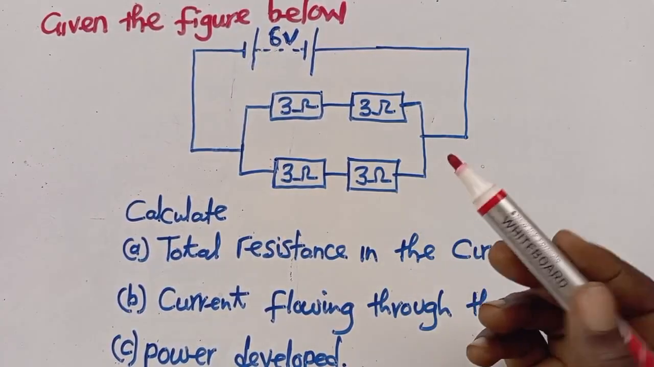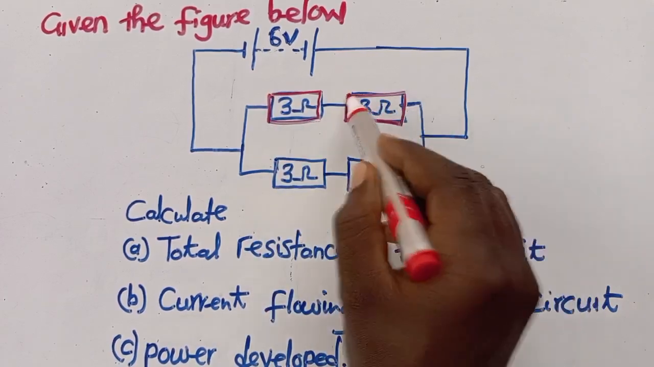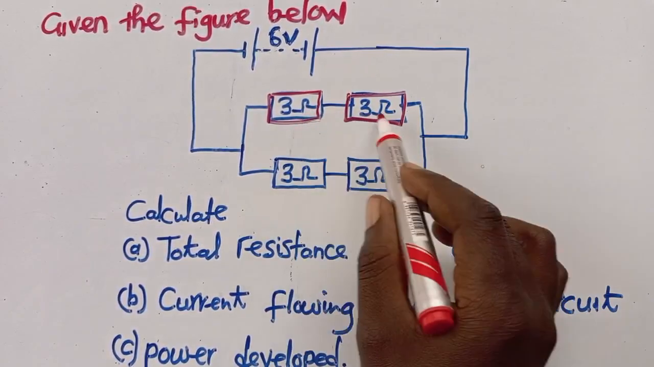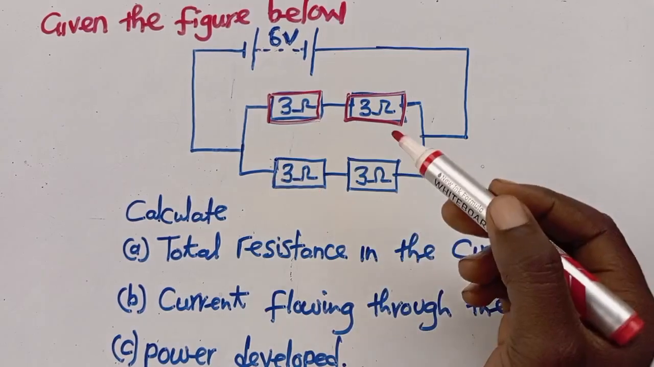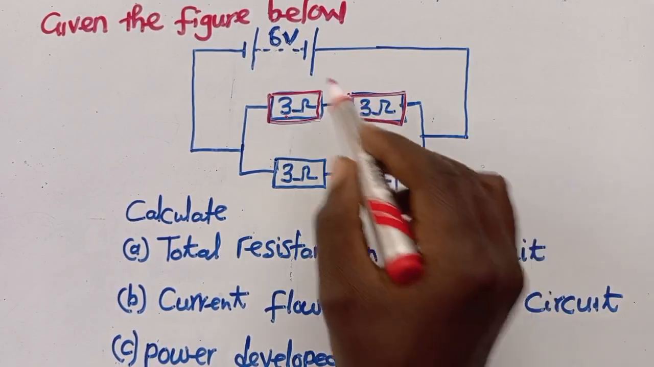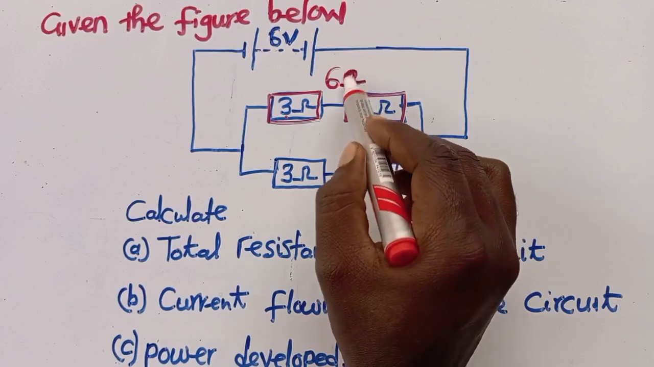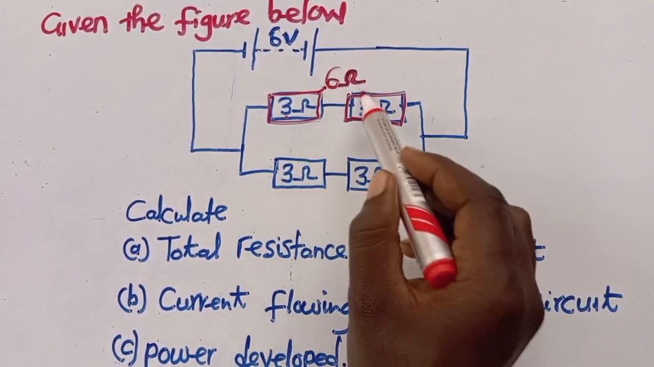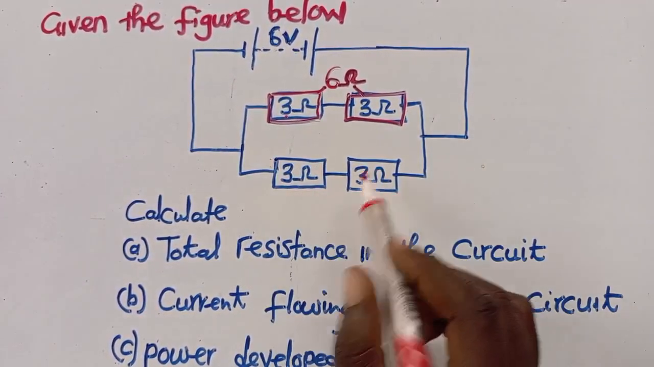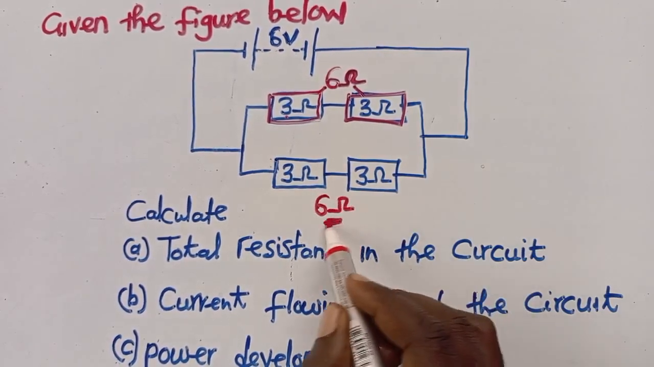First of all, you need to understand that these two resistors, have you seen the way they are? These two are connected in series. So how do we find the total resistance when we are dealing with resistors that are in series? We need to add. So when we add 3 plus 3, the total here is 6 ohms. So the total is what? 6 ohms between these two. Then here again, these are in series. We need to add 3 plus 3, that is 6. So the total is 6 ohms.